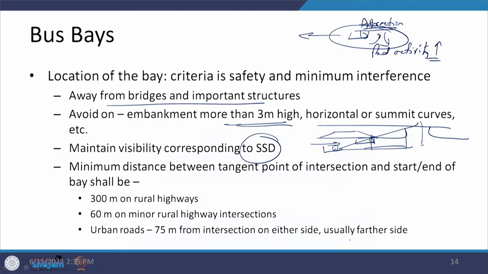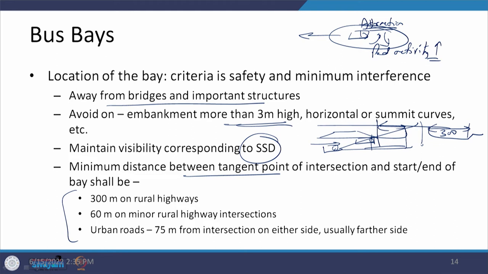Now, the minimum distance between the tangent point of the intersection and the start or end of the lay-by for the buses has been defined, and it says that it should be 300 meters in the case of rural highways. So, that means this is going to be 300 meters, and if it is being provided here, then the same is true for this side. 60 meters on the minor rural highway intersections, or in the case of urban roads, it should be 75 meters from the intersection on either of the sides, but it is always better that it is provided on the farther side.